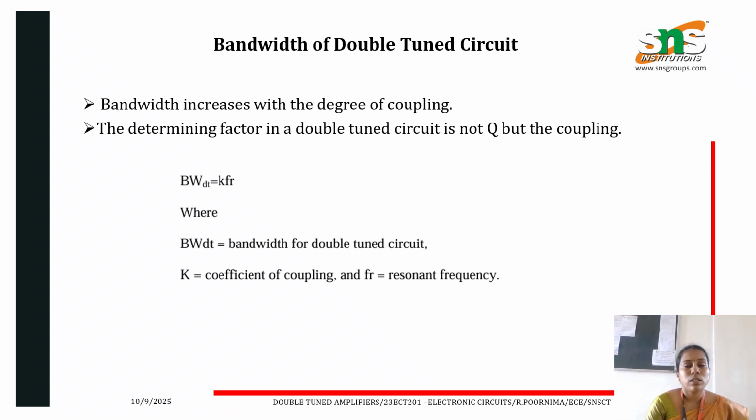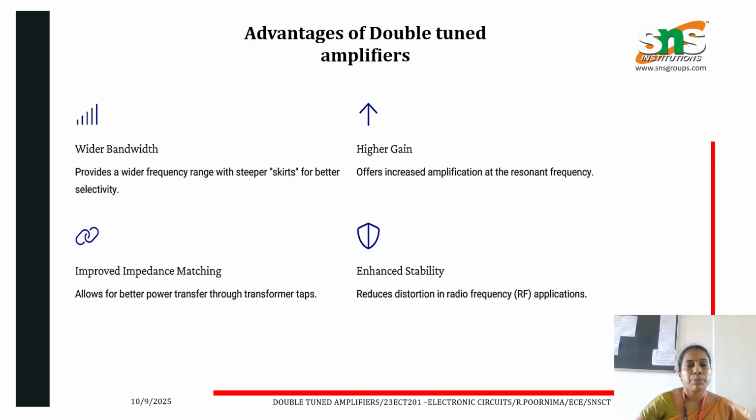Next, the bandwidth of the double tuned circuit. Here the bandwidth depends on two factors: one is the quality factor and the other is coupling. The determining factor is the coupling factor, which is the coefficient of coupling K, and fr is the resonant frequency. Bandwidth increases with the degree of coupling between the two tuned circuits.